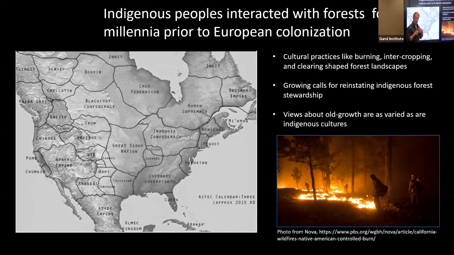And I think there's an understanding that that indigenous influence has been removed from our forests in many cases. But it's important to reintroduce those cultural practices. Now, I want to say that indigenous views of old growth are just as varied around North America as are indigenous cultures themselves. So we have to be really careful not to generalize about these or to simplify them.